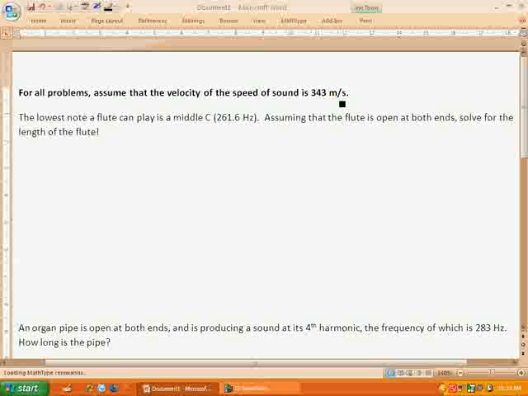Alright, so the first question: the lowest note a flute can play is a middle C, which is 261.6 Hertz. Assuming that the flute is open at both ends, the mouthpiece and then the far end, solve for the length of the flute. Alright, so we know that it is an open-ended pipe. The flute is open at both ends, which means that our equation is this one, that the frequency is equal to some integer, which is the harmonic, times the velocity of the sound divided by 2 times the length of the pipe.